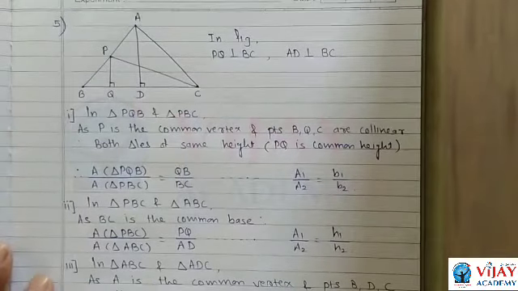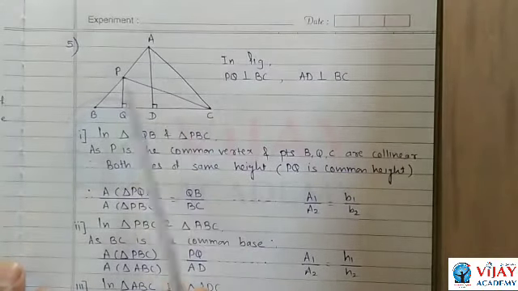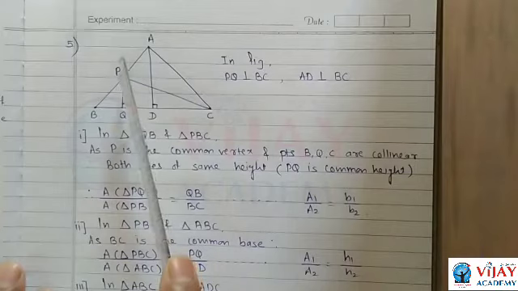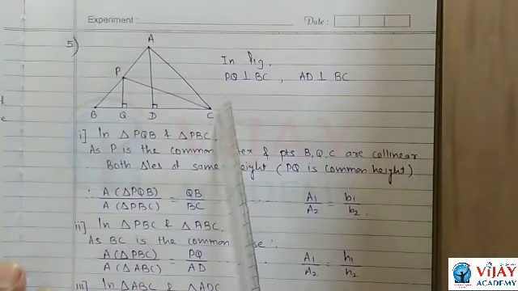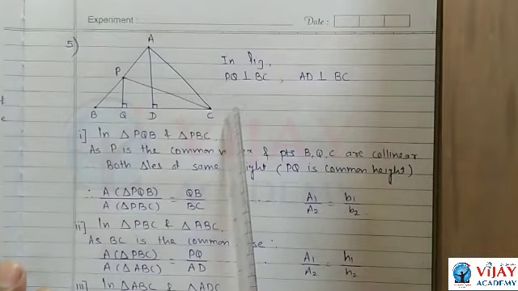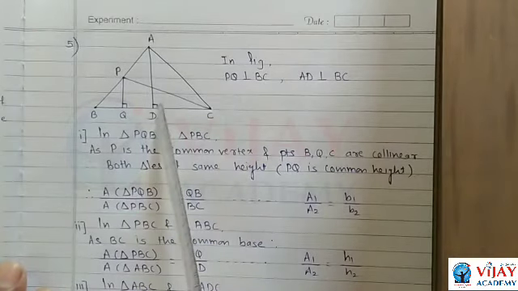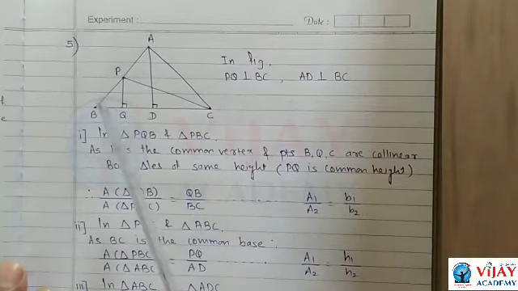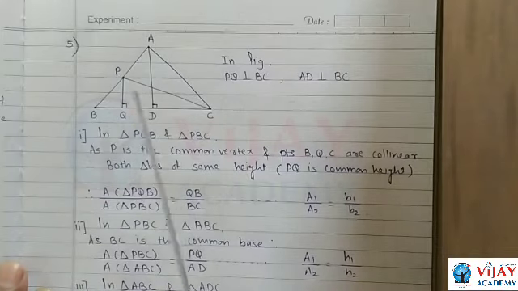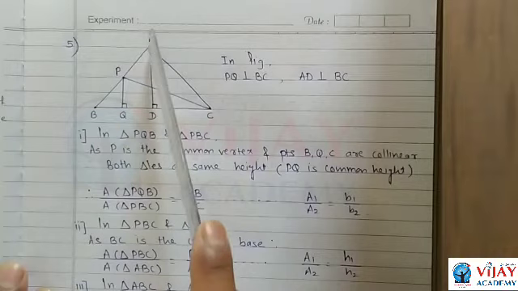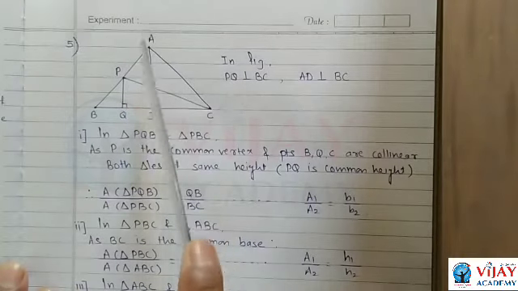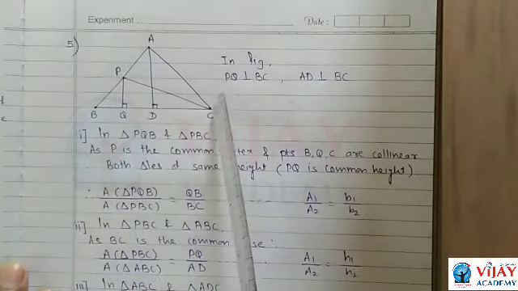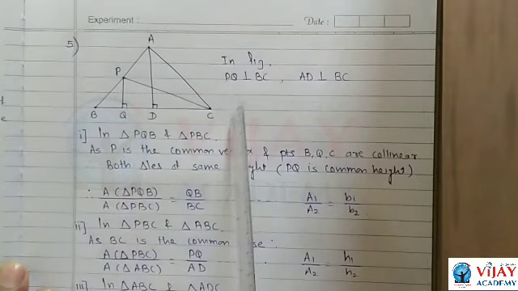Now the fifth sum, you have been given the figure. In triangle ABC, AD is perpendicular to BC, and also in triangle PBC, PQ is perpendicular to BC. AD is the altitude for the bigger triangle, PQ is the altitude for the smaller triangle. There are a total of 6 triangles. First is triangle ABC, triangle ADB, triangle ADC, and also in triangle PBC, then PQB and triangle PQC.